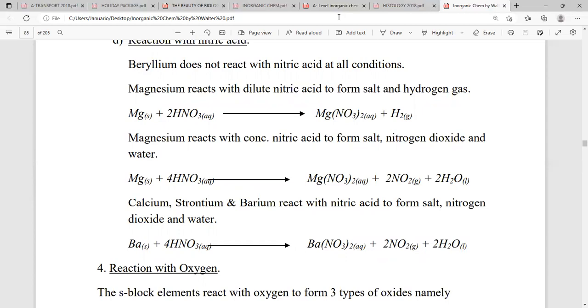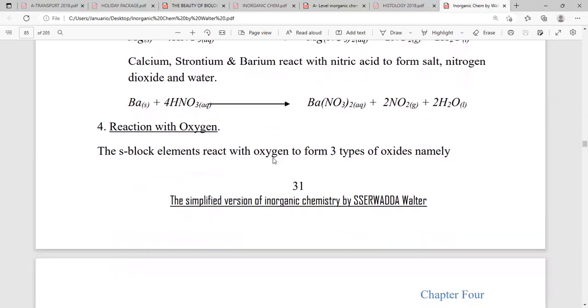These other elements also react with nitric acid. They form a salt, nitrogen dioxide gas, and water in the reaction with concentrated nitric acid.